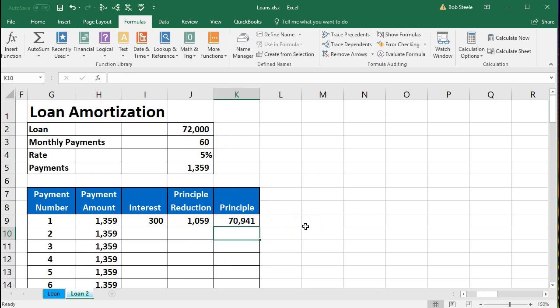1,059. I'm going to do that one or two more times, and then we'll just copy and paste this down, and we'll see what we're going to do with this. So now we've got the interest again. Note the interest will change because we have a new principal amount.